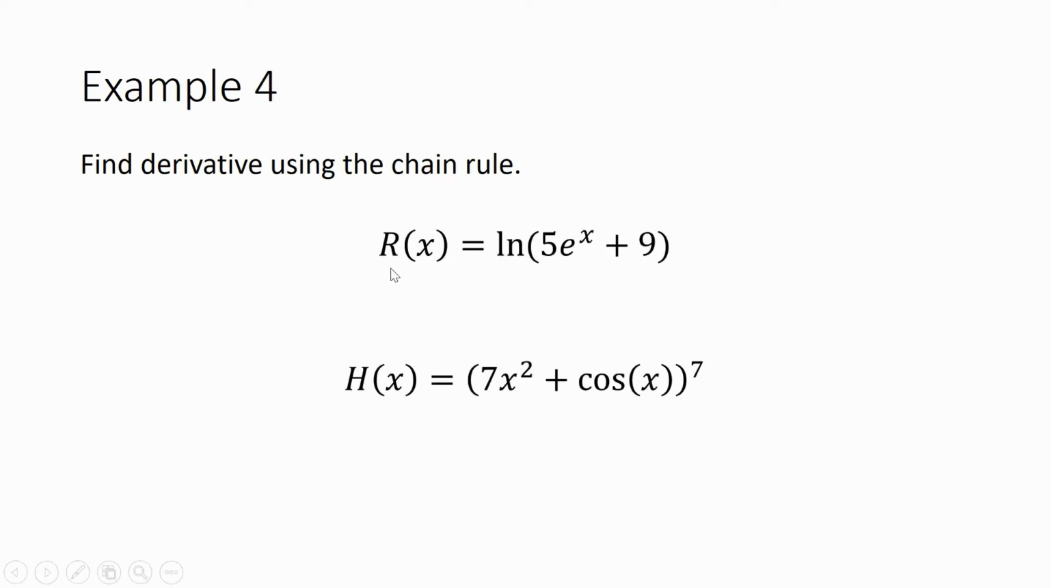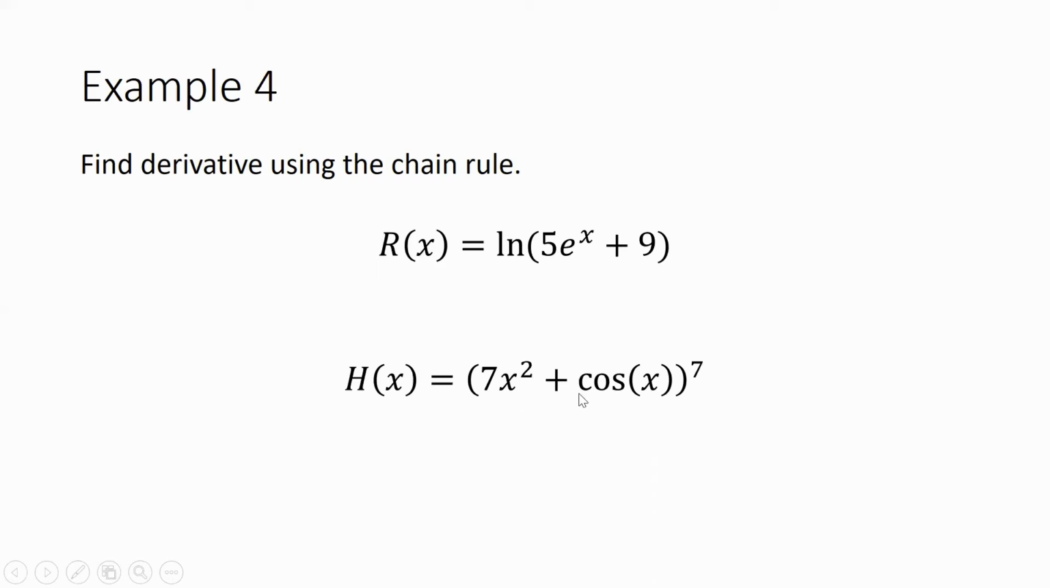For instance, here, r of x equals natural log of 5 times e to the x plus 9. Our inside function is 5 e to the x plus 9, which is an exponential function. H of x is equal to 7x squared plus cosine x, all raised to the 7th power.